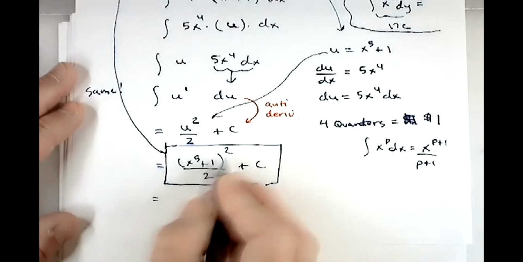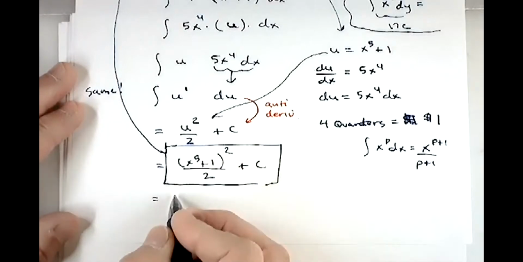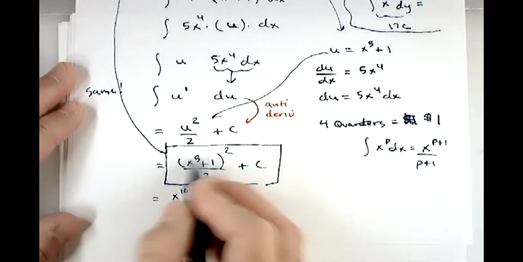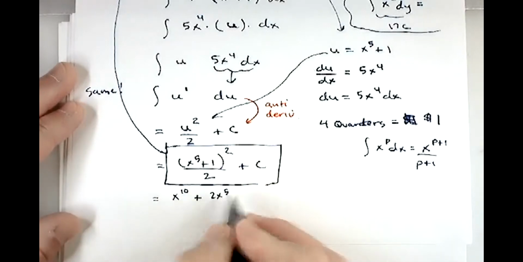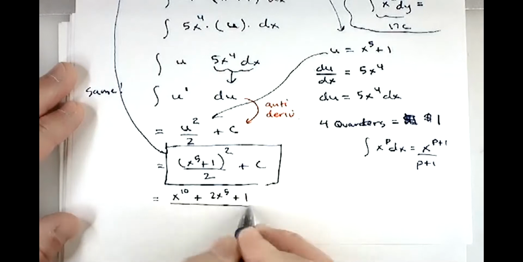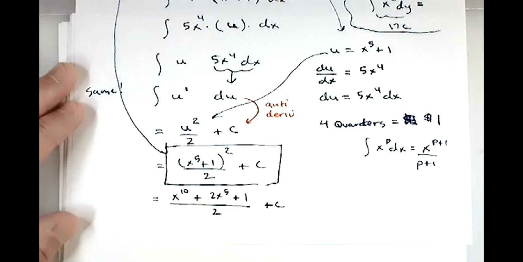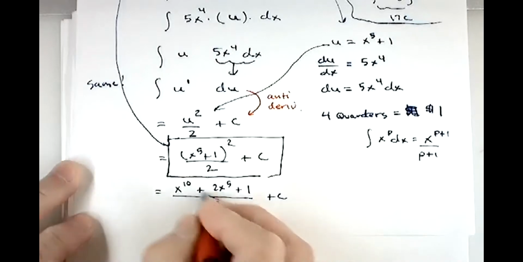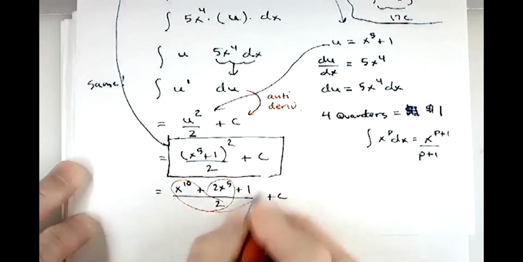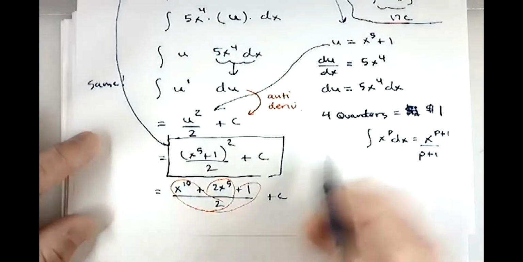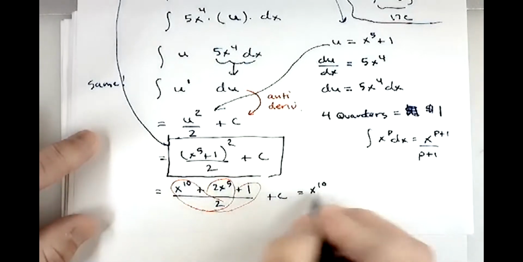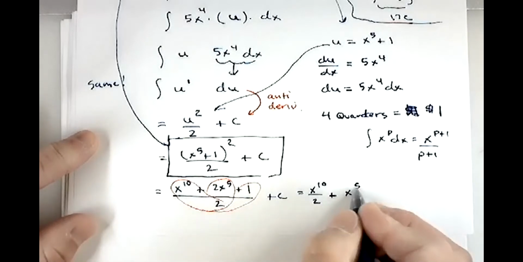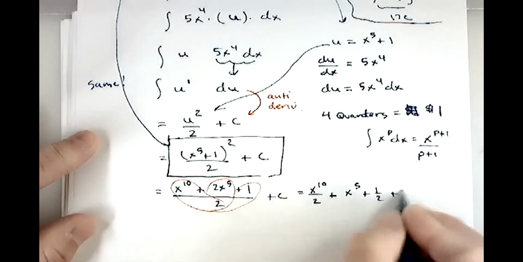Most of you are pretty good at foiling this out in your head. If you foil out the top, x to the 5th times x to the 5th is x to the 10th. You're going to get 2x to the 5th terms, and then you're going to get a 1, and all of this is over 2. And we know that when you have one thing in the denominator, you can split this up. So this is really x to the 10th over 2. 2's cancel there, plus x to the 5th plus 1/2 plus c.